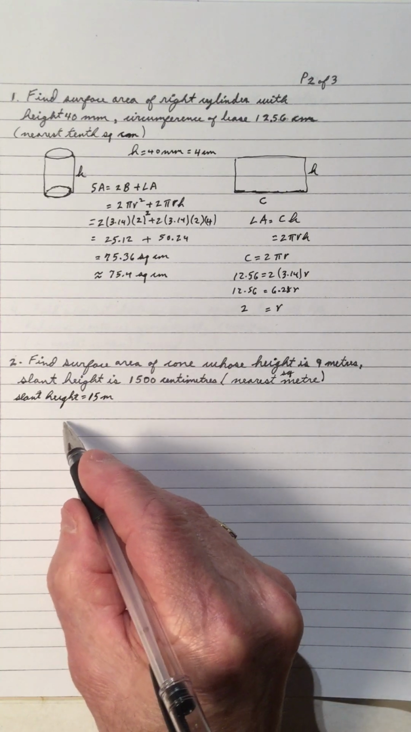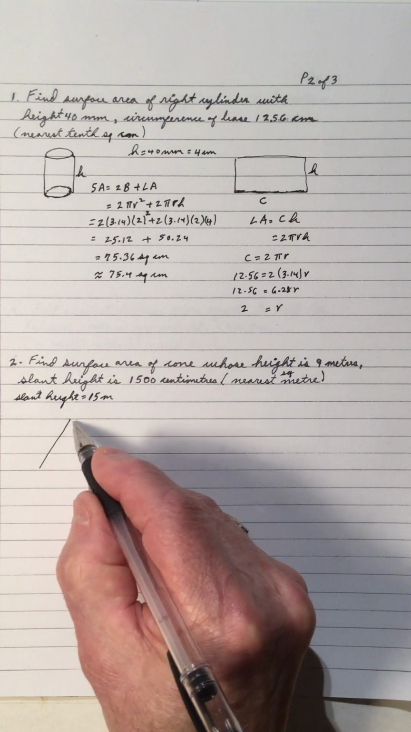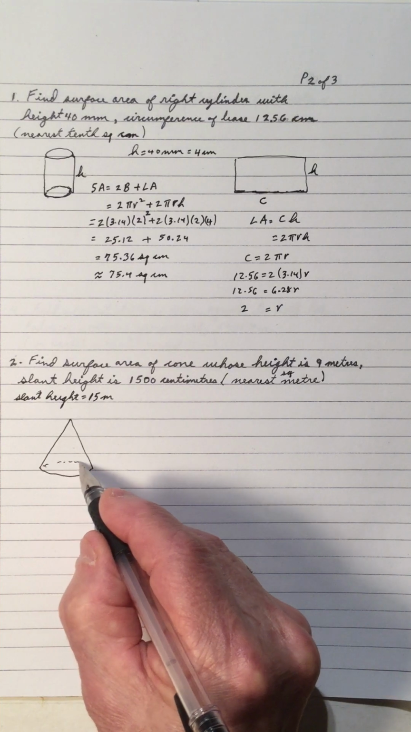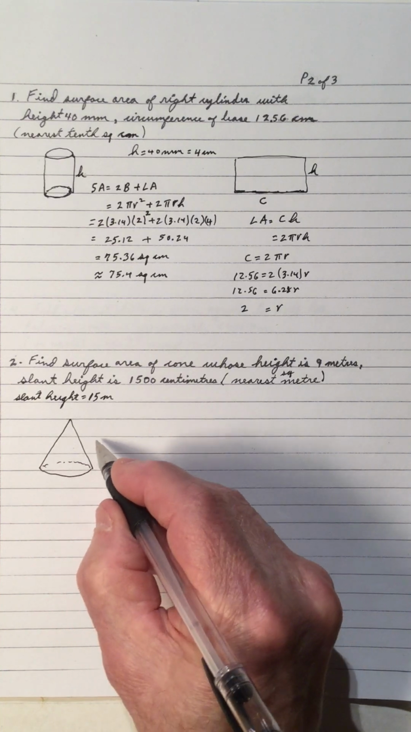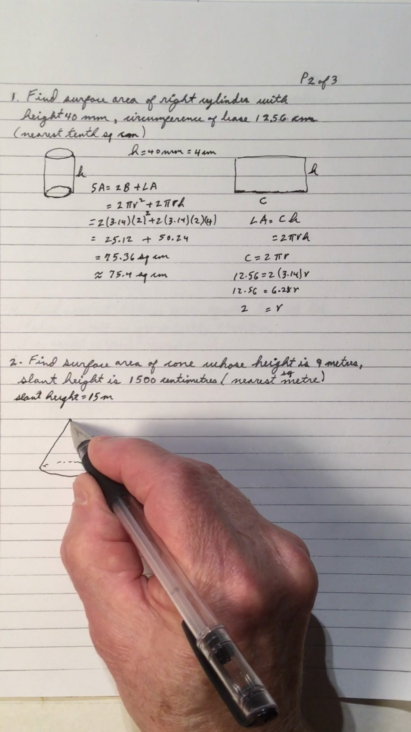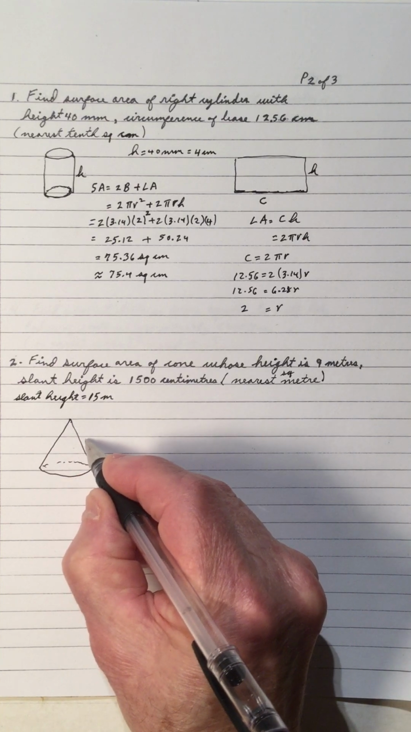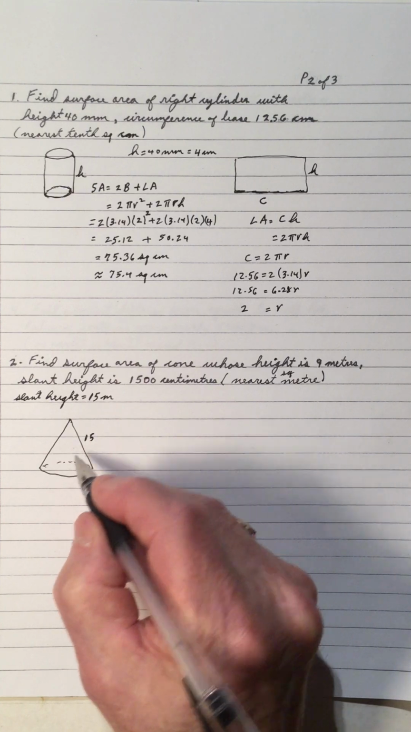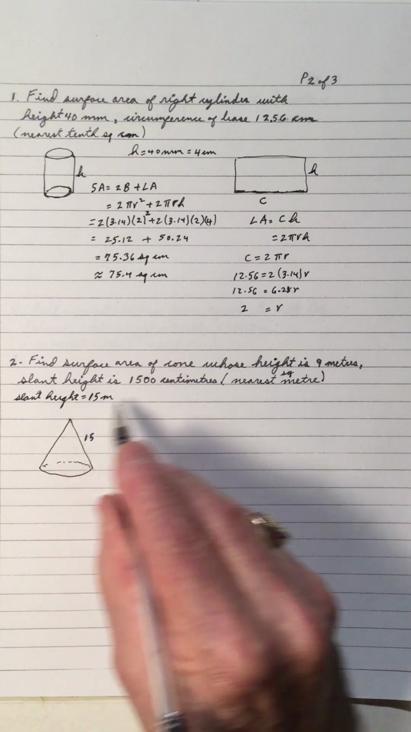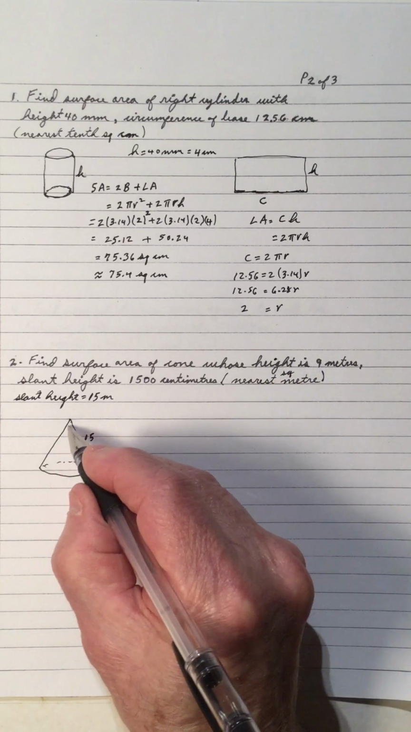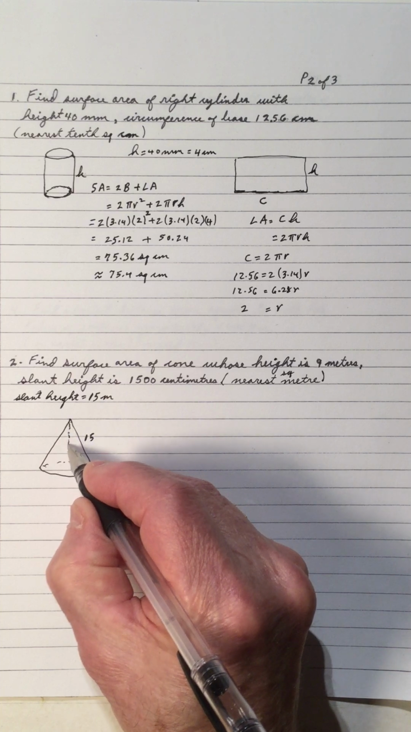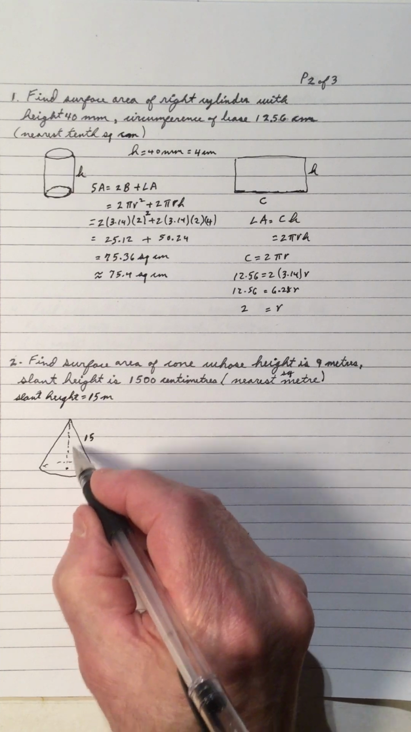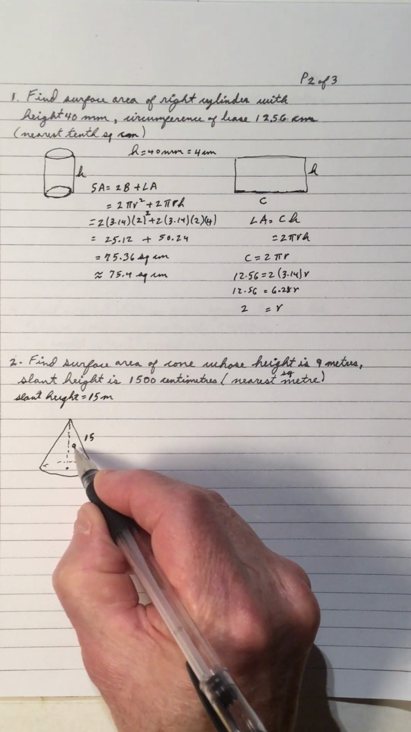So let's draw that diagram to see what we have. We have a cone, and this is the bottom of the cone. It has a slant height. The slant height is going from top to bottom down the side. So the slant height is 15. And we have a height of 9. The height is the perpendicular distance down through to the middle of the circle in the base. So that height is 9.